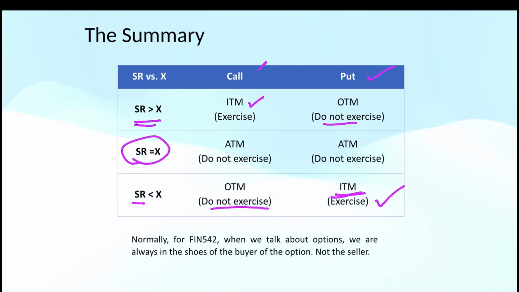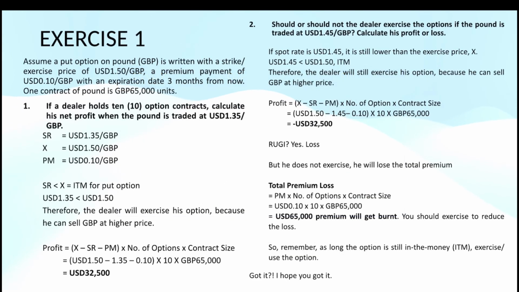Normally for FIN542, when we talk about options, we are always in the shoes of the buyer of the option, not the seller. Always imagine that you are a buyer of the option, because the seller is sometimes the bank or a financial institution. So we are always the buyer. Okay, let's do exercise 1.